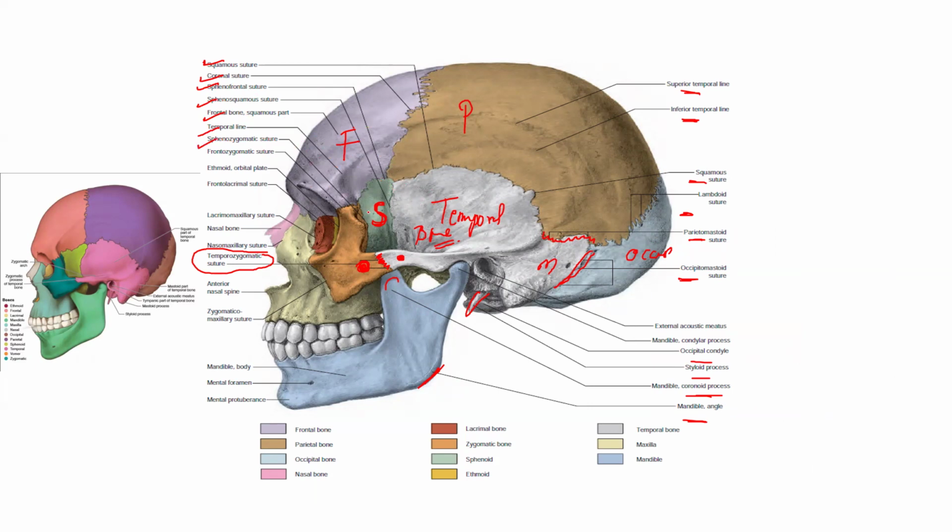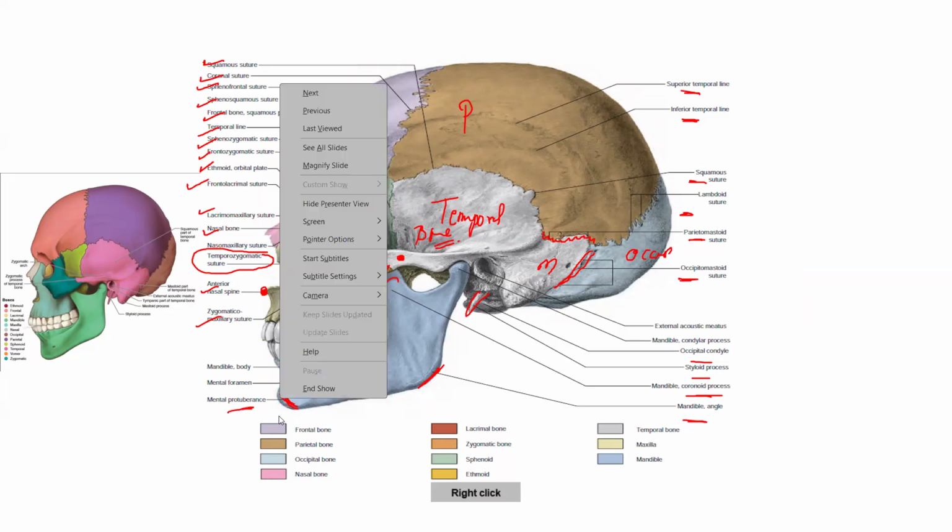sphenozygomatic suture. So this is the spheno and the zygomatic bone. So sphenozygomatic suture, frontozygomatic suture. So this is the frontal bone and this is the zygomatic bone. So frontozygomatic suture. Ethmoid. So we know the cribriform structure of the ethmoid bone. Frontolacrimal suture, we all know, lacrimomaxillary suture. Nasal bone, we have already understood. Anterior nasal spine, which I already told you. Zygomaticomaxillary suture.